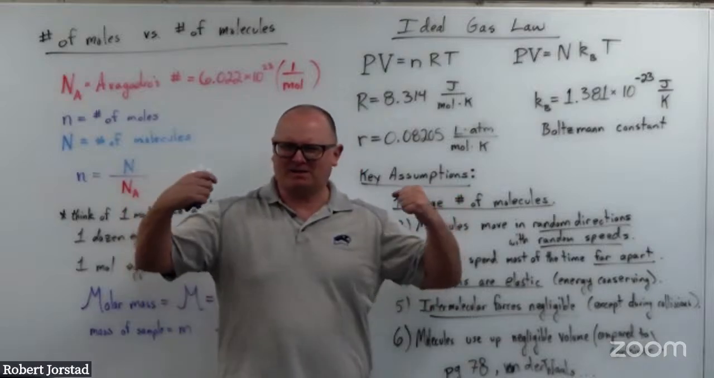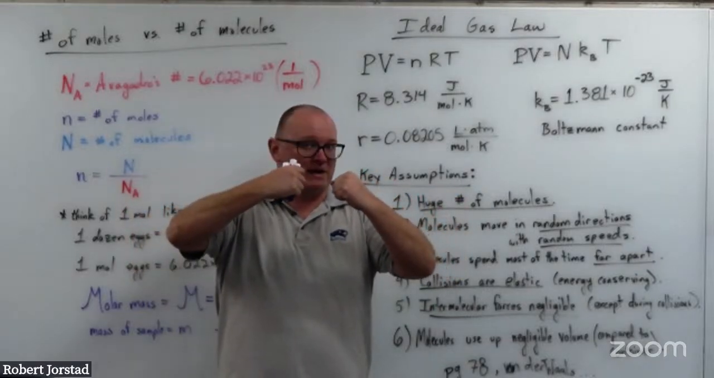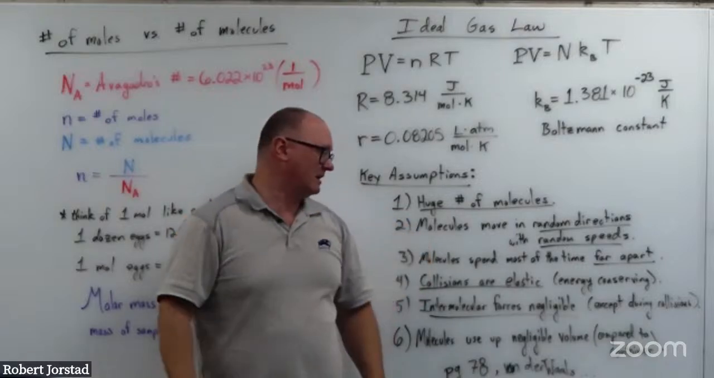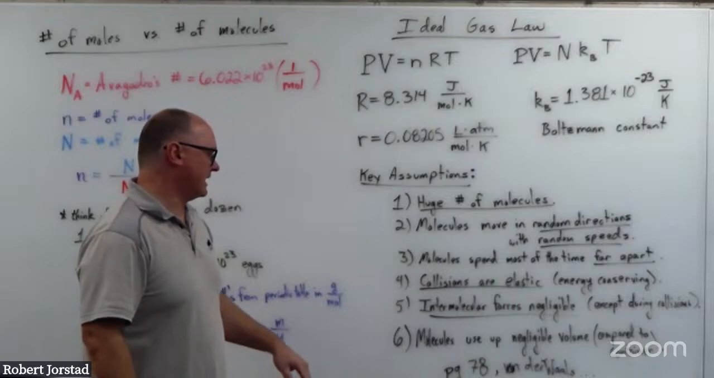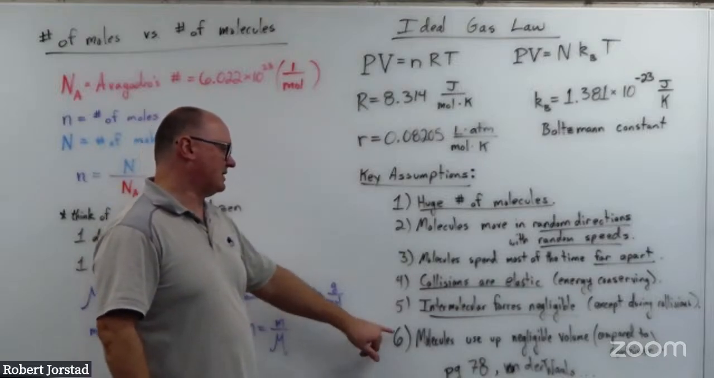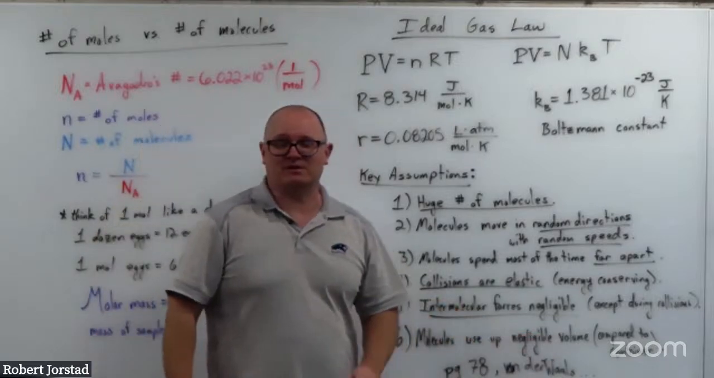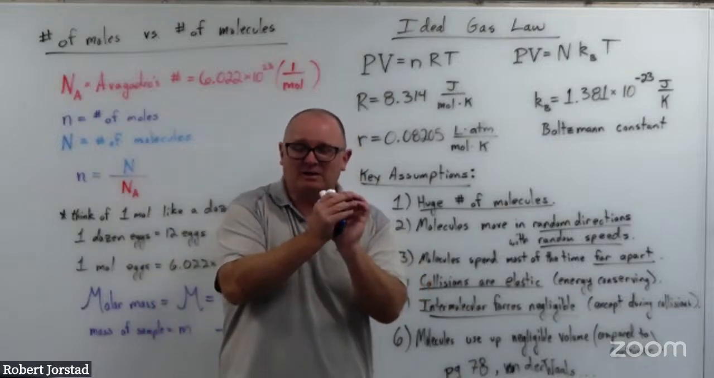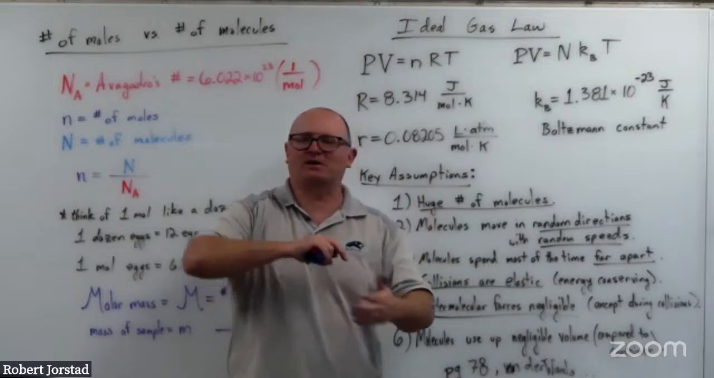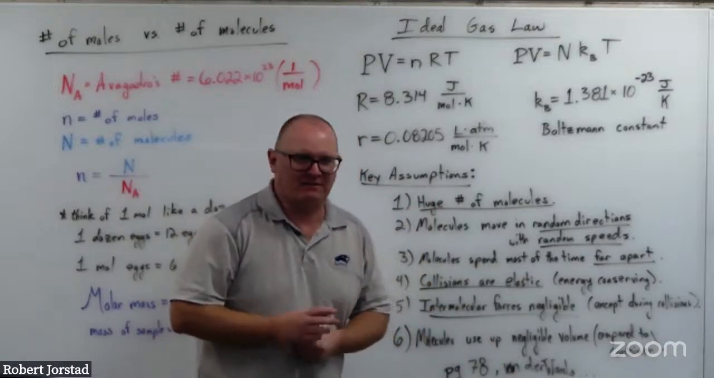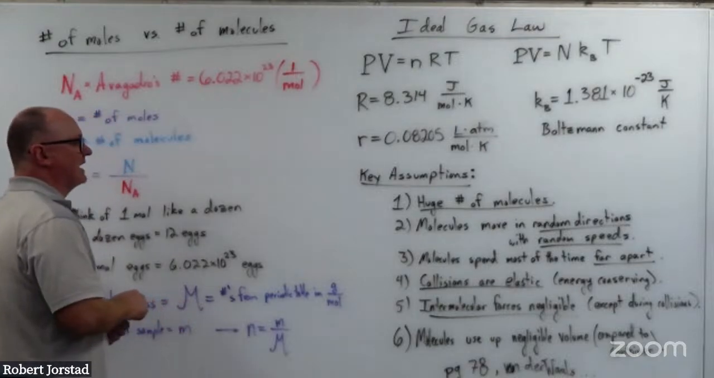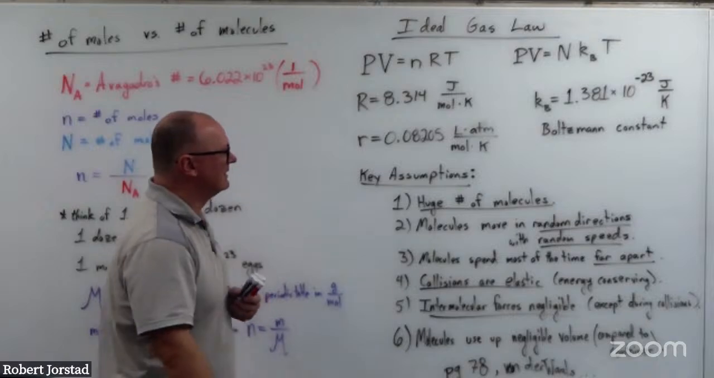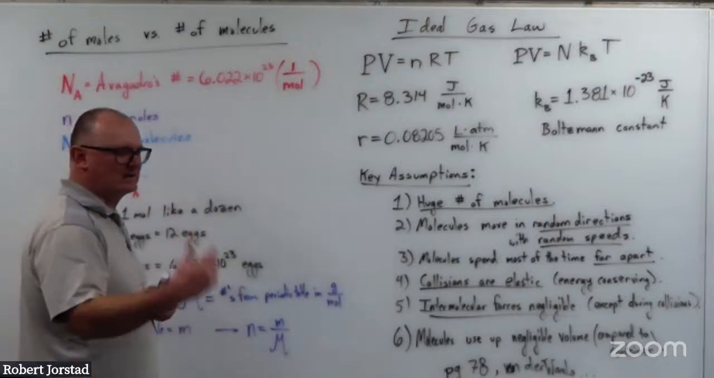Obviously, as two molecules are getting close to each other, you might expect that the intermolecular forces might change things a little bit, but we're going to assume that's negligible. And molecules use up a negligible volume. So the actual molecules themselves have some volume, but we're assuming that's negligible compared to the volume of the container. Now, for reference, 1 mole of gas at STP, standard temperature and pressure, is what, 22.4 liters or something?